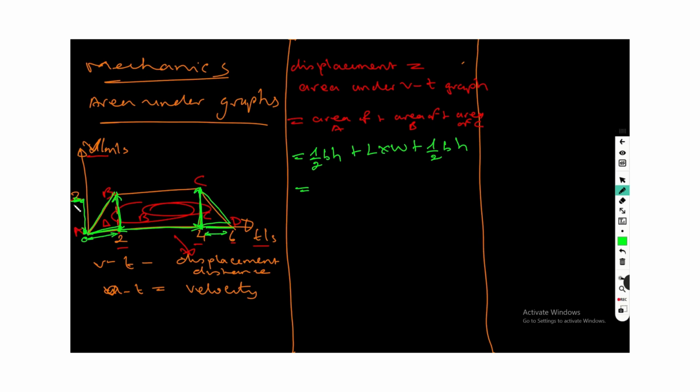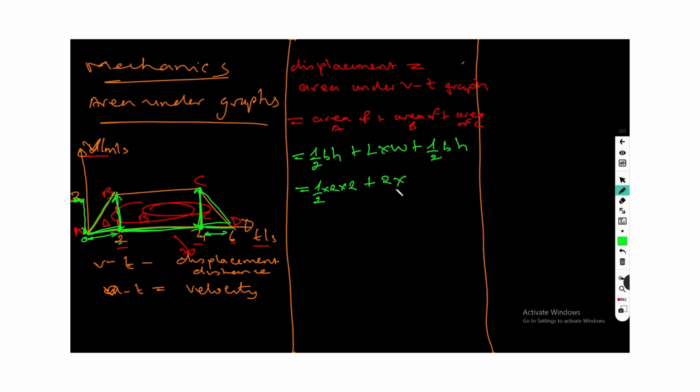As simple as that. So now what happens if we have base? My base is from 0 to 2, so it will be 2 times 2 times my height. My height is 2. Plus, what's my length here? My length now will be what? 4 minus 2.